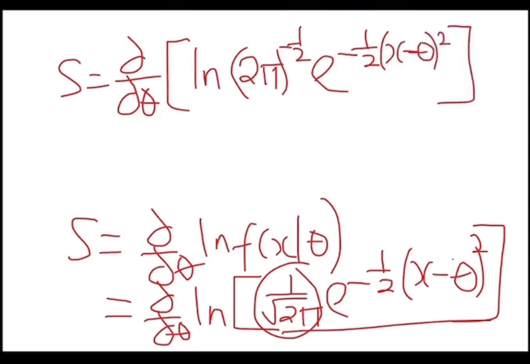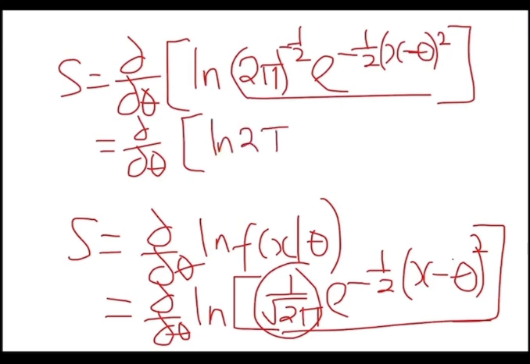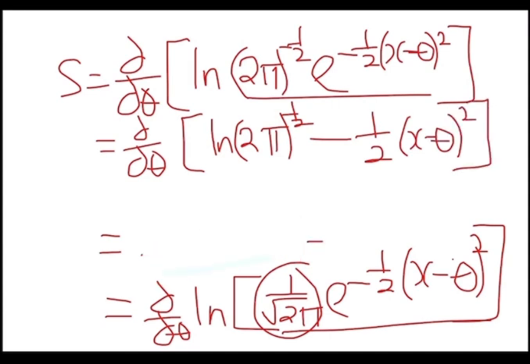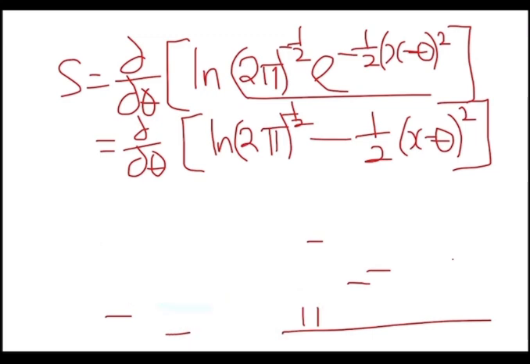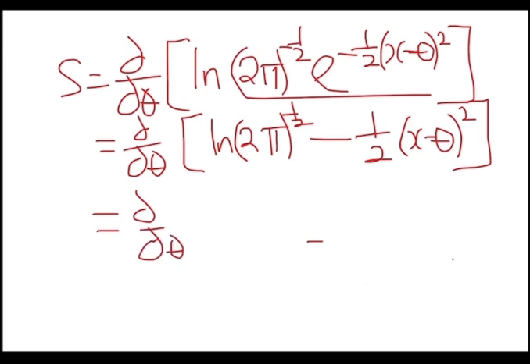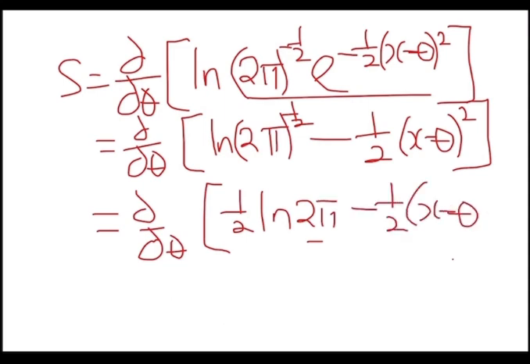So this is going to be d/d theta. If you apply the logarithm of the product, I'm going to have ln of 2 pi raised to the power negative half, and this is going to be the negative of this. Now if I have that, I'm going to rewrite this as d/d theta of negative 1 over 2 ln 2 pi minus half times x minus theta, all squared.